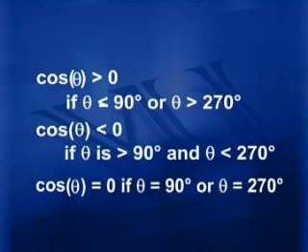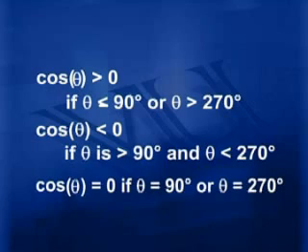About cosine of theta and its properties, cosine of theta would be greater than 0 if theta is less than 90 degrees or is greater than 270 degrees. So whenever the two vectors are making an angle of less than 90 degrees with each other or greater than 270 degrees, then only cos of theta would be giving us a non-zero positive value, greater than 0 value.